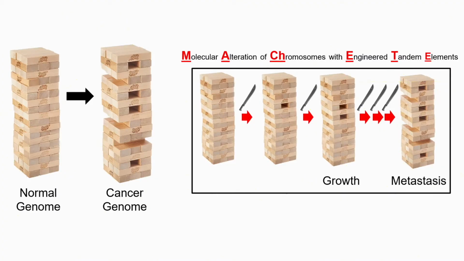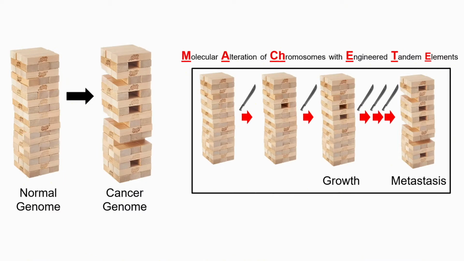So in order for us to understand this, I developed a method called molecular alteration of chromosomes with engineered tandem elements, or MACHETE. Reverse engineering that acronym is one of my proudest scientific moments. And basically, what MACHETE allows you to do is instead of looking at a single gene, it allows you to remove large pieces of the genome. And it allows you to do it one at a time. And moreover, it allows you to do it over and over again.